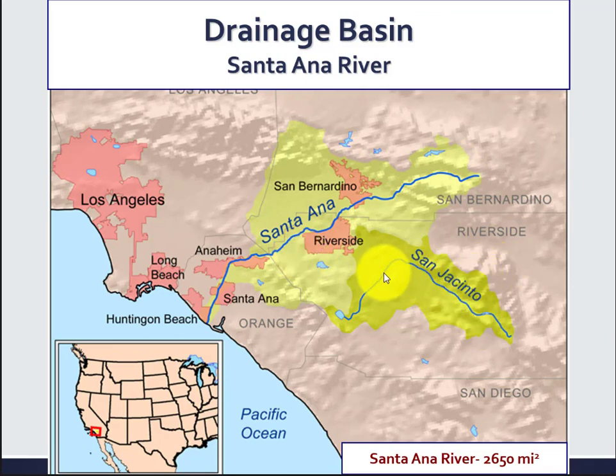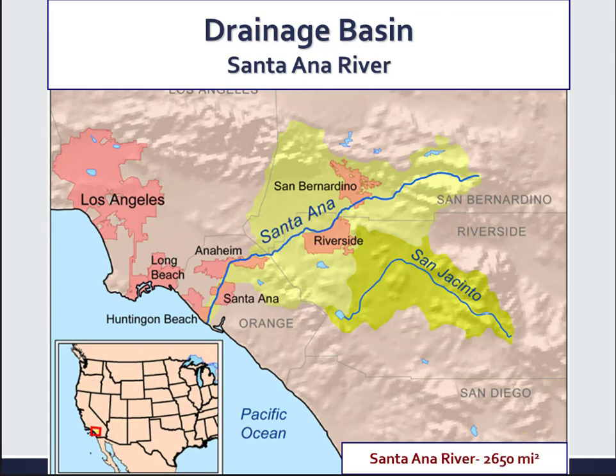The San Jacinto is one of the tributaries. The definition of a tributary is a stream that contributes water to a river. And the Santa Ana has like 50 tributaries. The largest one could be the San Jacinto if it flowed all the way to the Santa Ana. Under normal conditions, it actually terminates here in Lake Elsinore, but if it's a year with a lot of precipitation, it'll continue to flow on to the Santa Ana.